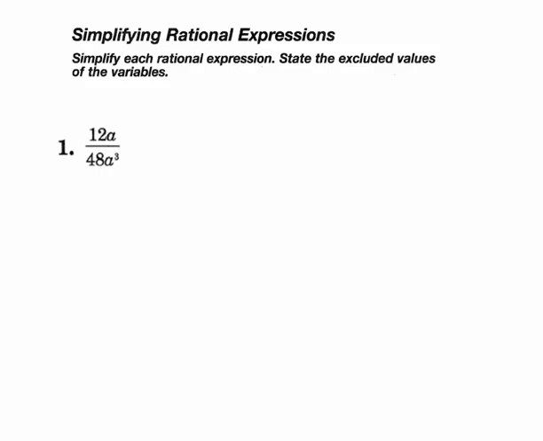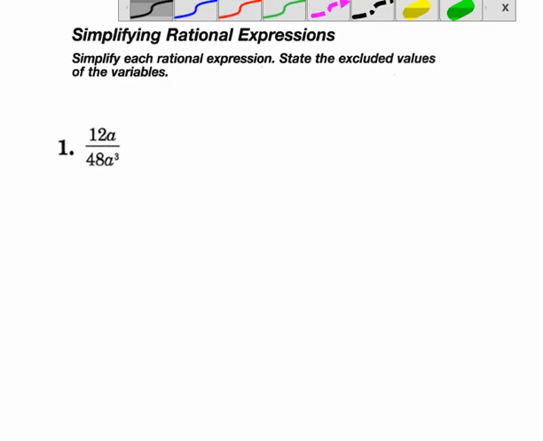The first problem, and our goal here is to simplify the rational expressions. State when excluded values, other variables exist. I'm going to be lenient on this one. I may wait till the end of this lesson to show you what a restriction on a variable is. So I'll explain that later. But for right now, let's look at just working out the problems themselves.